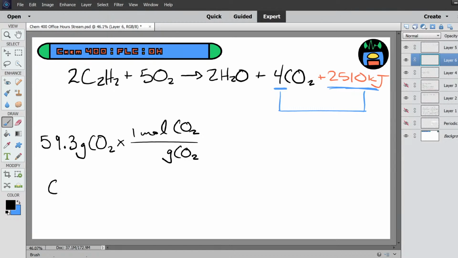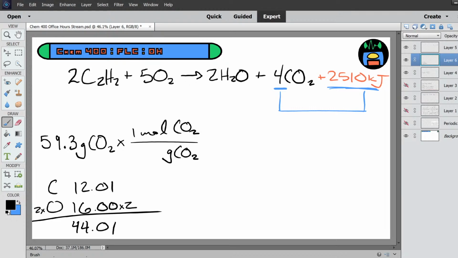All right, now carbon has an atomic mass of 12.01, oxygen is 16.00, but we have 2 of them. So the molecular mass of carbon dioxide is going to be 44.01, and that is what we use here: 44.01 grams of CO2 are in 1 mole.